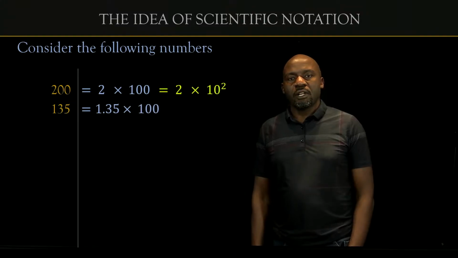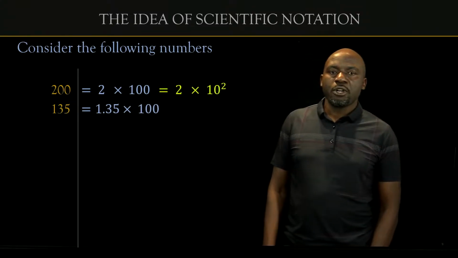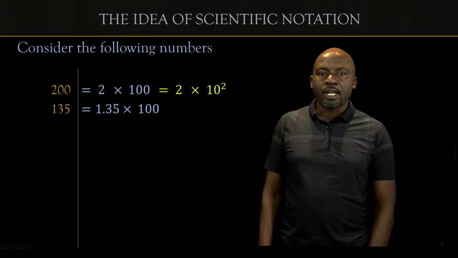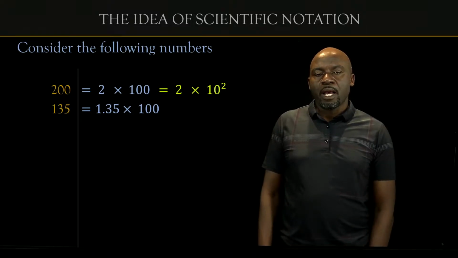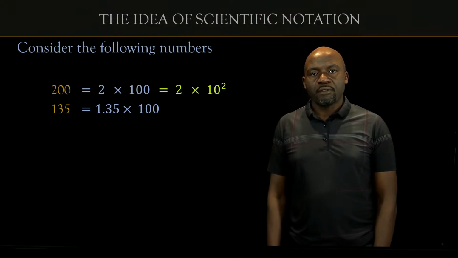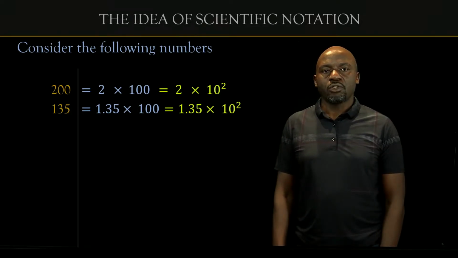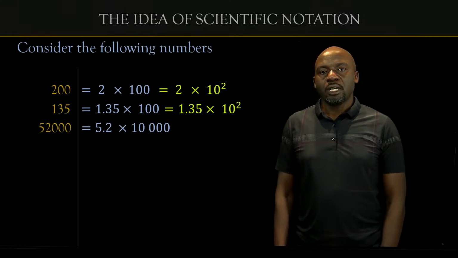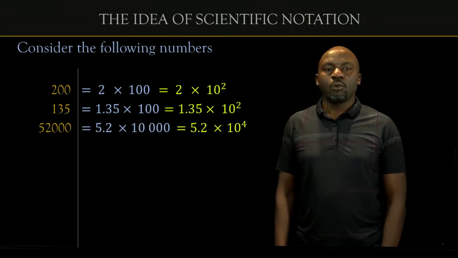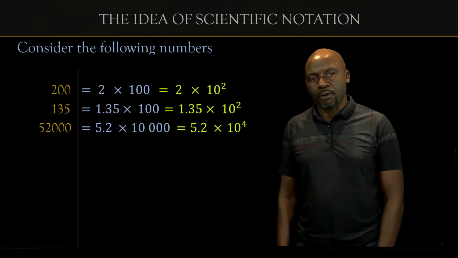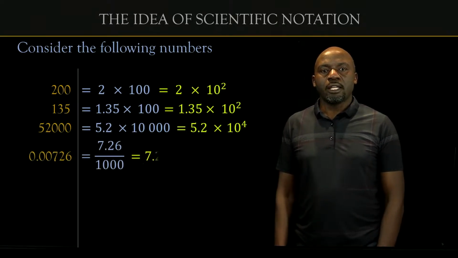Similarly, 135 is actually 1.35 multiplied by 100. This you already know. And we can express the 100 as 10 power 2, so that 135 can be expressed as 1.35 times 10 to the power of 2. So similarly, other numbers can also be expressed in the same way. 52,000 could be expressed as 5.2 multiplied by 10,000, which is 5.2 times 10 to the power of 4. I can express all the other numbers like that.